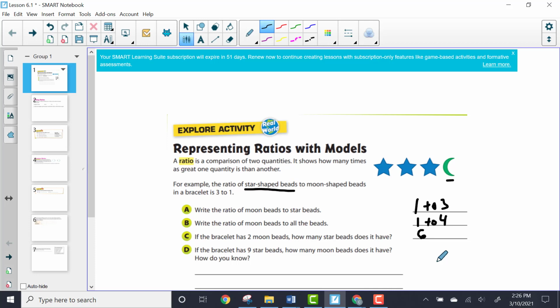Now, taking a look at the next one, if the bracelet has 9 star beads, we can see the ratio is 1 to 3 here, for moon beads to star beads. So they're saying if there's 9 of these total, how many moon beads does it have? All right, so let's take a look at this. So I'll just write this out. Let's say we have 9 star beads here, and then we have our moon. I know, not the greatest looking moon here.